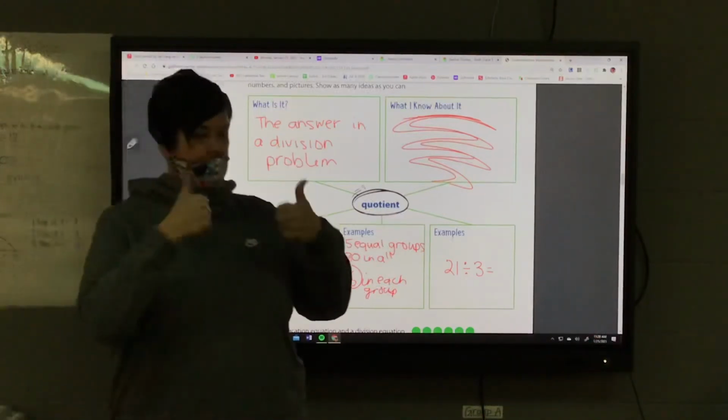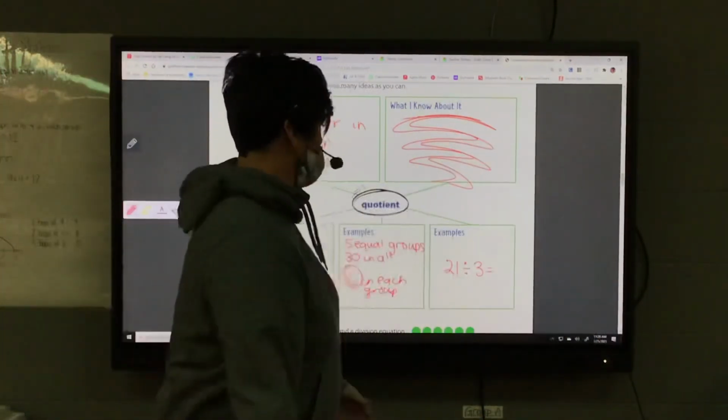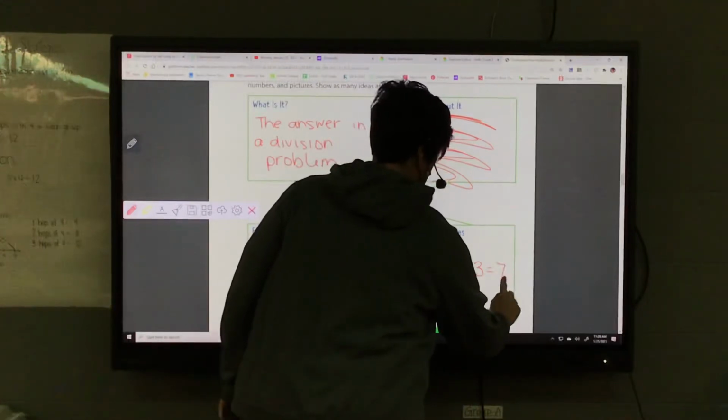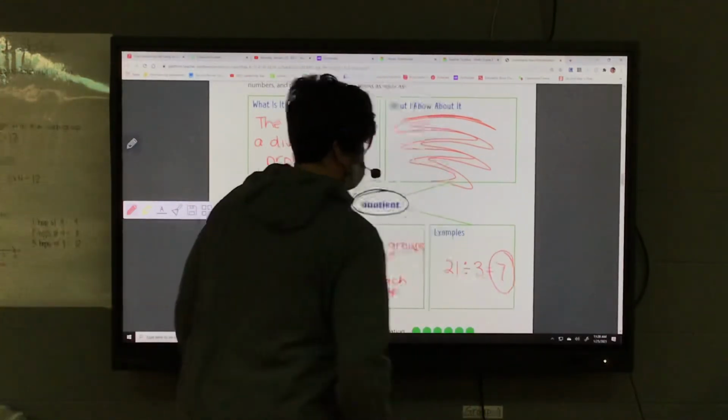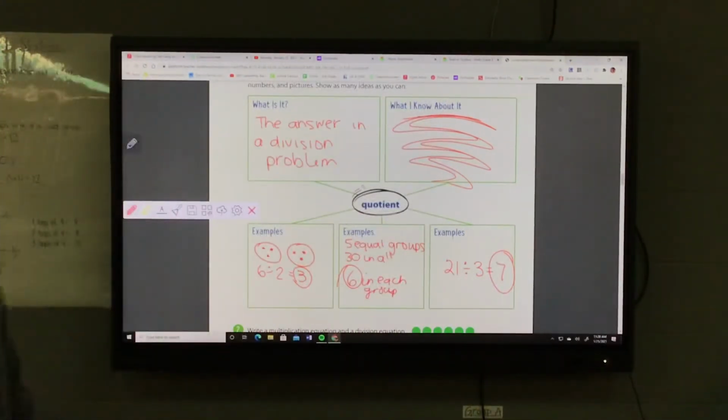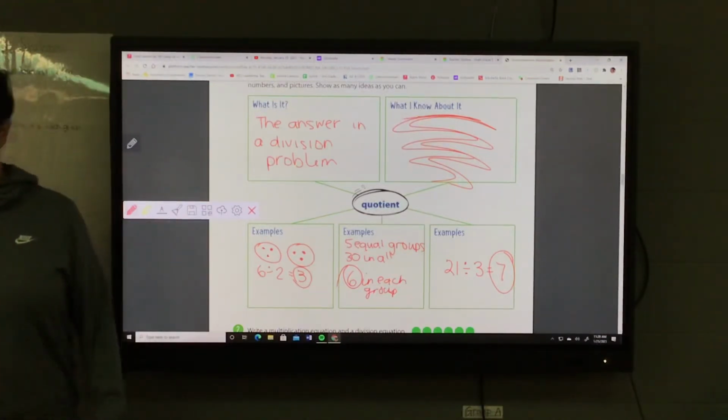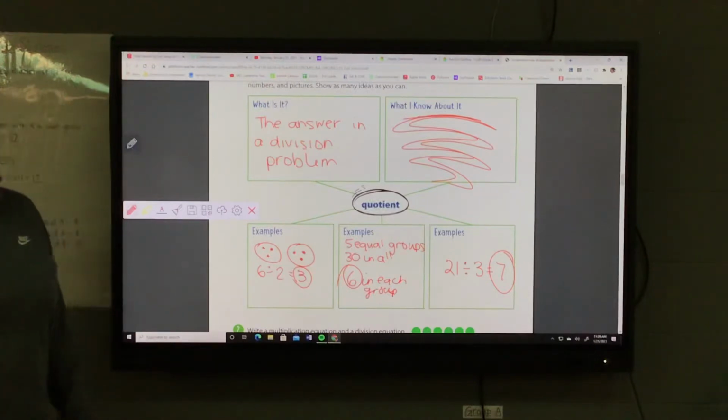21 divided by 3 equals? 7. It is 7. So what is our quotient? 7. 7 is the quotient. Got it? Yep. Good.